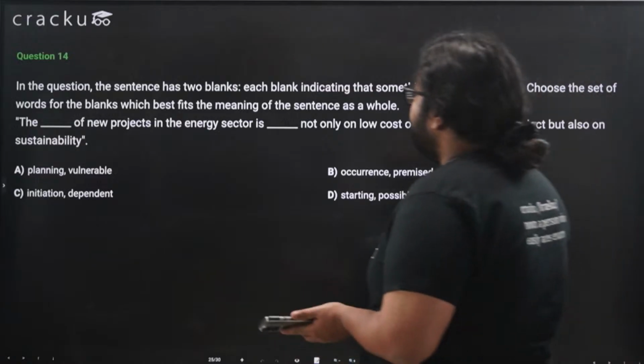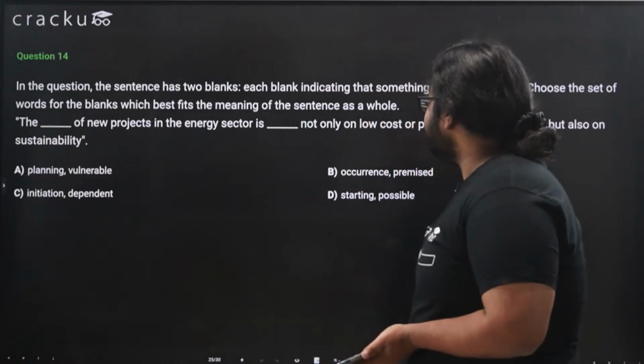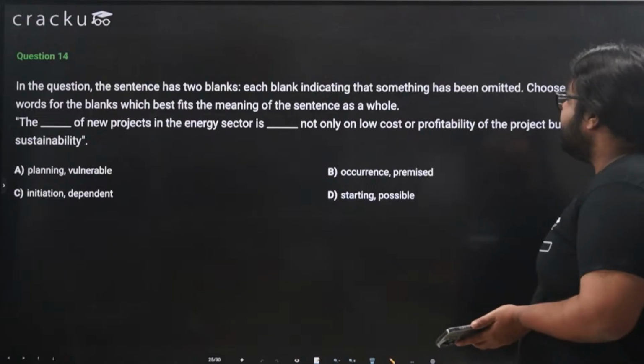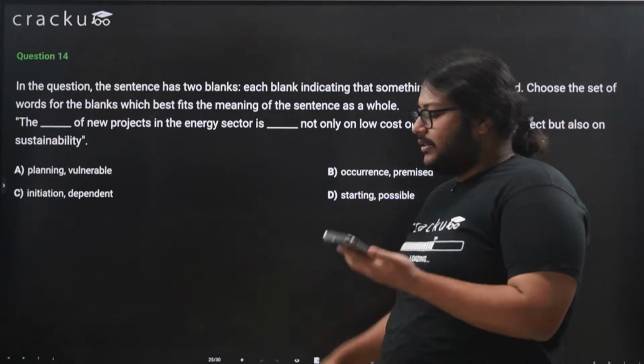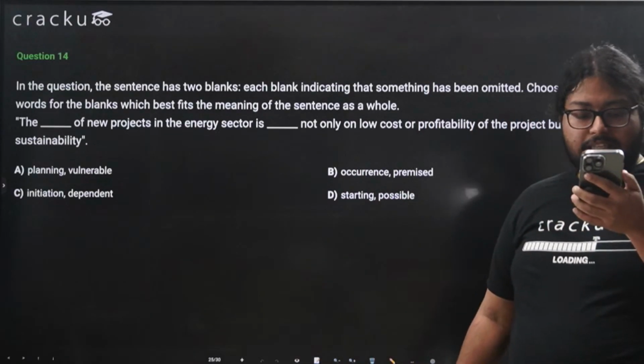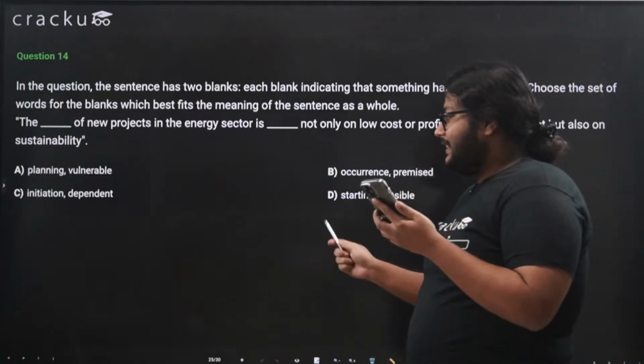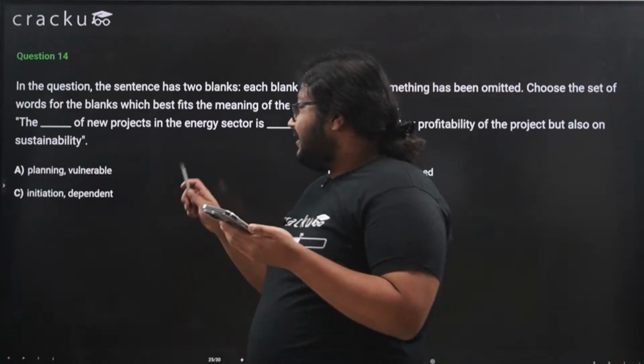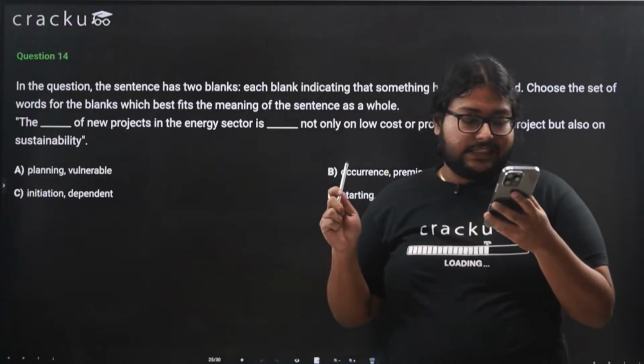Okay, in this question, the sentence has two blanks, each blank indicating that something has been omitted. Similarly, we need to figure out. Shaman Kejriwal has said C is the correct choice. Okay, we'll get into it.